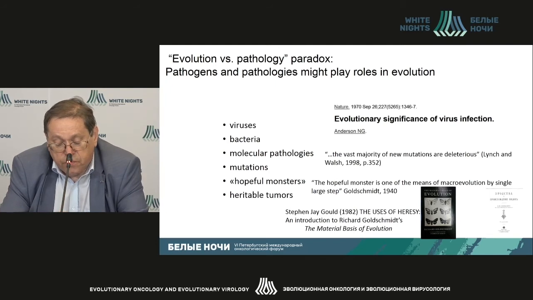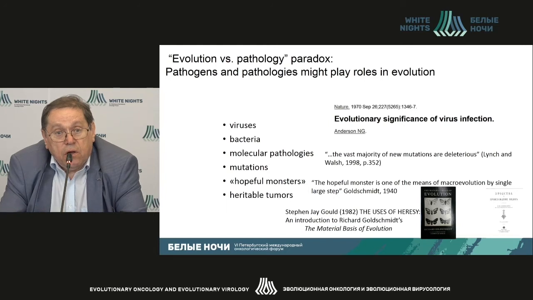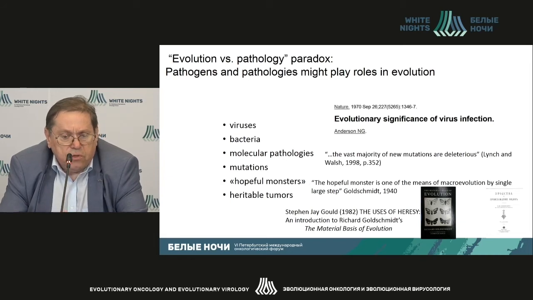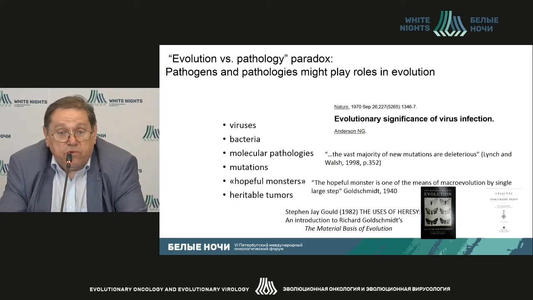This hypothesis was formulated quite long ago, when we were young. But during this time, a great amount of data has been accumulated. In my book there are more than 1,000 references that can support the evolutionary role of tumors. Let's look at this slide. There is an evolution pathology versus pathology paradox, and it turns out that pathogens and pathologies may play an evolutionary role.